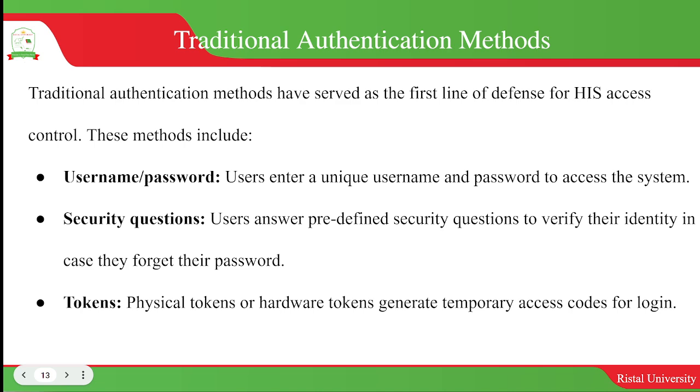So the authentication part is basically ensuring that the right person has access to the data. You don't want anyone to open the computer and access it. Okay, so the traditional authentication methods are the password and the username, and then the security question, and then the token. These are what we call the traditional authentication methods. Okay, it's just like your phone or your laptop.